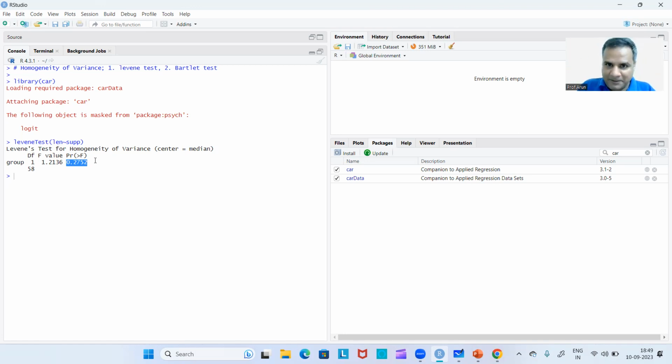So in the tooth growth data, the normality condition is satisfied and the homogeneity of variance condition is also satisfied. When both the conditions are satisfied, you can go for independent sample t-test. Am I correct? See, we checked both the assumptions. For normality we applied the Shapiro test, for homogeneity of variance we applied the Levene test.